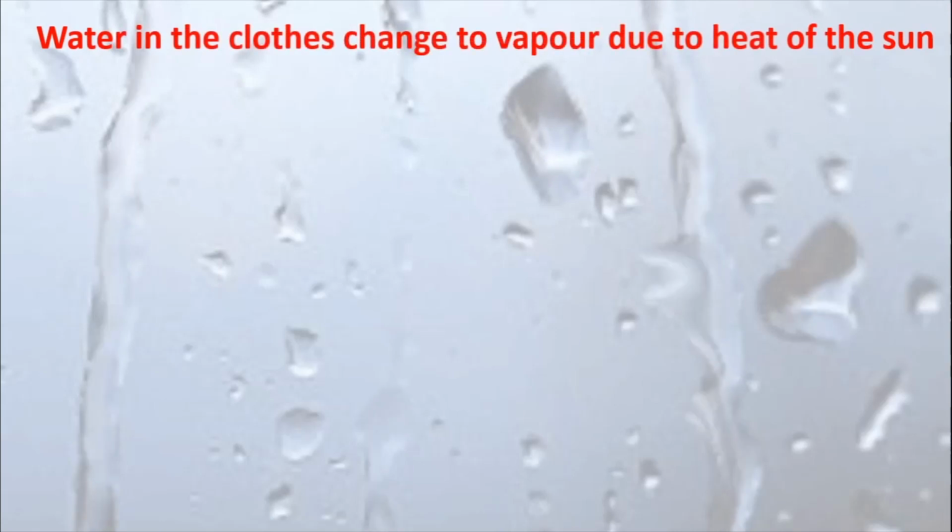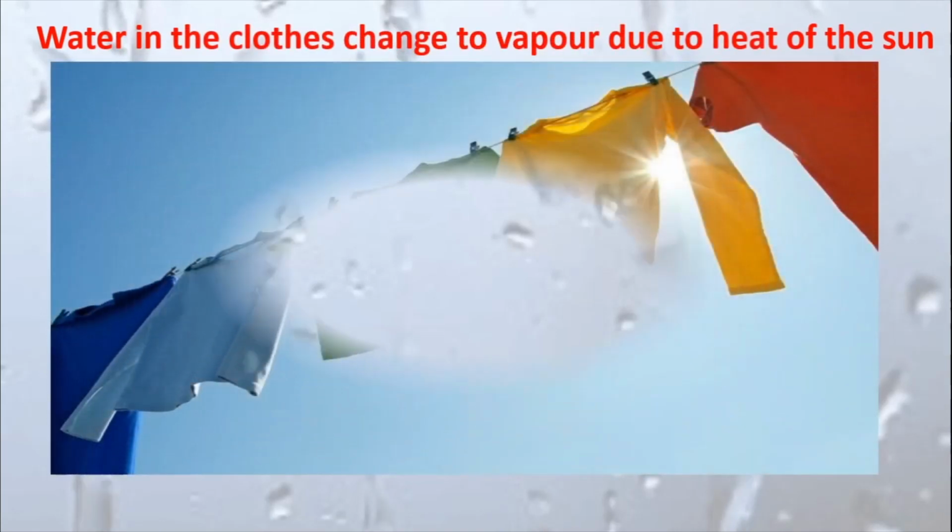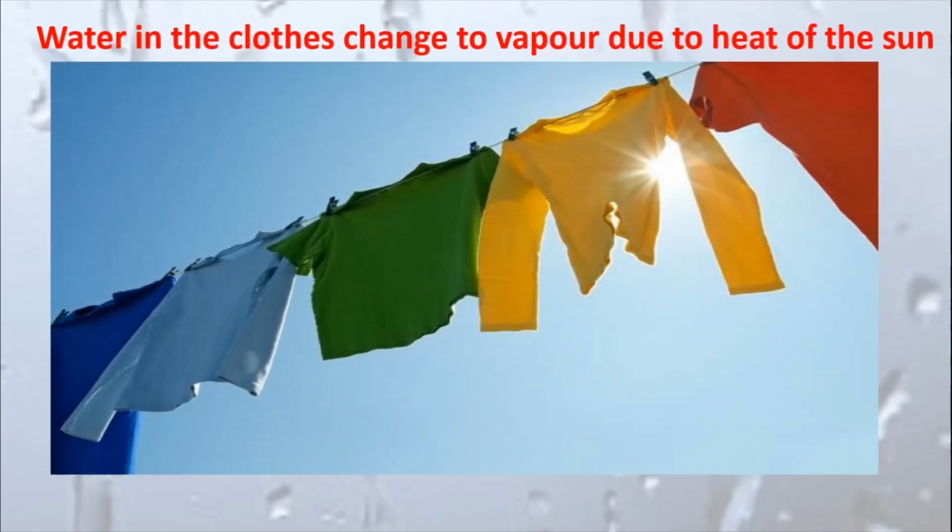Because of the heat of the sun. What happens? The water which is there in the clothes becomes vapor. When you kept water on the gas and boiled it, it became vapor. But here, when your mother washes the clothes, they are wet, isn't it? So there is water in the clothes.